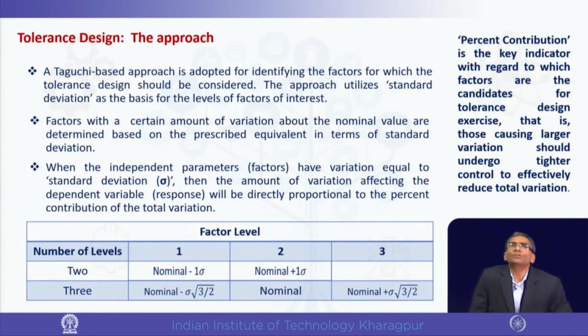Here I would just give you a glimpse of the tolerance design. As I said, it is a Taguchi based approach, but it actually works on the principle of standard deviation, which normally we express as small sigma. Factors have a certain amount of variation about the nominal value, say a nominal value of a dimension, maybe in millimeter. So what is the range? It will have a span from minimum to maximum, as we know in a tolerance.